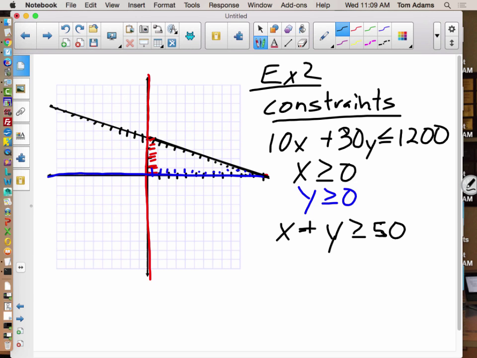If I plug in 0 for x, what's 10 times 0? 0. So then I just divide. Divide, yeah, 4. Okay, all right, we're going to do the same thing here. If I plug in 0 for x, it's like this never existed, right?